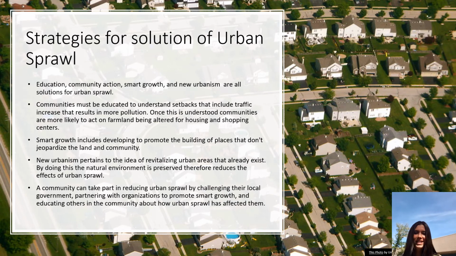Okay, so these are the strategies for the solutions of urban sprawl. This includes education, community action, smart growth, and new urbanism, which are all solutions for urban sprawl. So we're going to start off with communities, which must be educated to understand the setbacks, which include traffic increases in areas of urbanism, which increases the rate of pollution, which is obviously not a good thing. And once this is understood, communities are more likely to act on farmland being altered for housing and shopping centers to be created, which in turn creates more people and then more traffic and therefore more pollution.